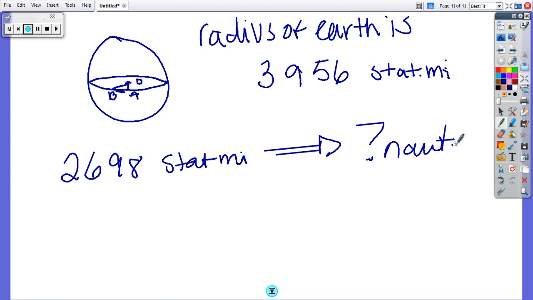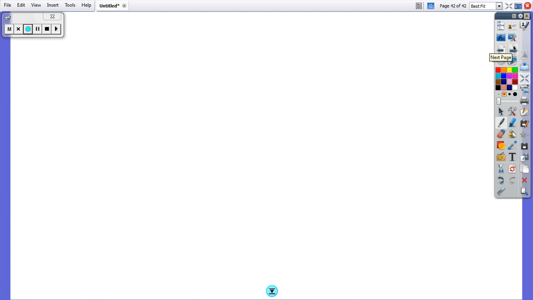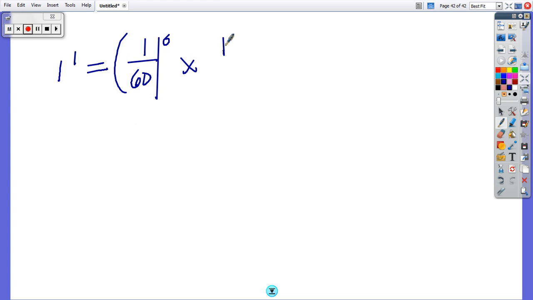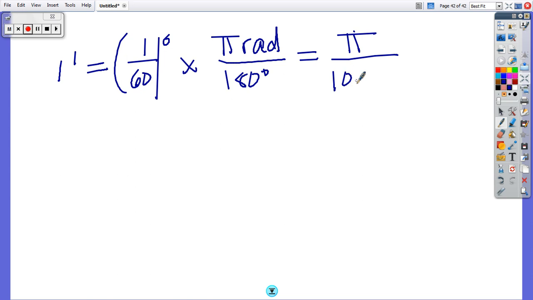First, we have to convert 1 minute to radians. I'm going to switch slides here. So 1 minute is actually equal to 1 over 60 degrees, right? We learned that in the very beginning. And if I want to convert that to radians, I need to multiply by pi radians over 180 degrees. And that's equal to pi over 10,800 radians.